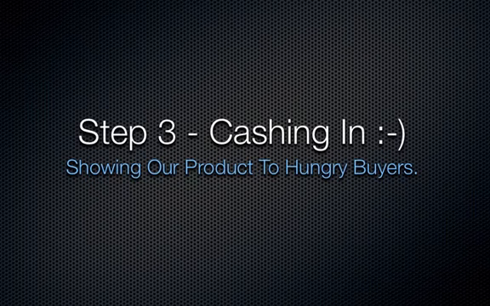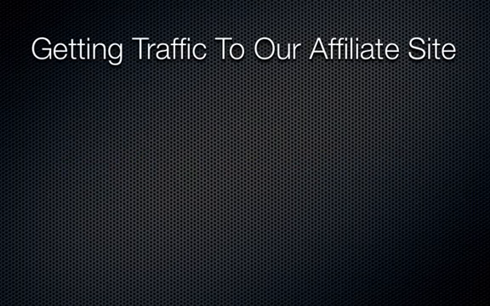Now, to show our product to our hungry buyers, we need to get traffic to our affiliate site, right? Remember that link that we created as our affiliate link? What we need to do simply is get a lot of people to visit that link, to click on that link to visit that affiliate offer, which we did not have to create. We just need to refer as many people as we can to that affiliate link of ours. And then when people go there and buy, we make commissions, okay?